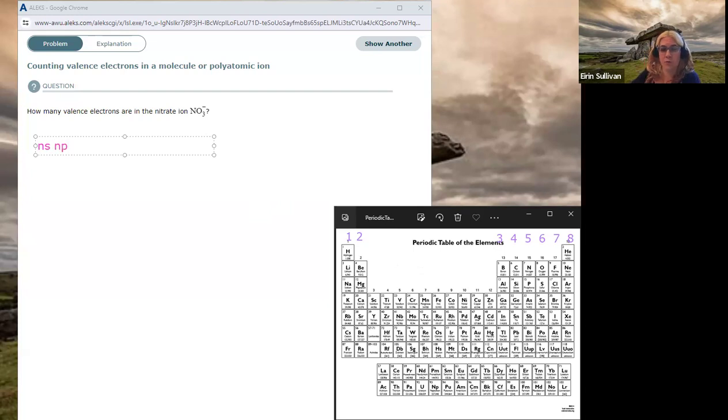So for instance, if you're in group 7, let's pick on chlorine. Chlorine has got a 3s2, 3p5 configuration. So 2 s electrons plus 5 p electrons gives you 7 total valence electrons.